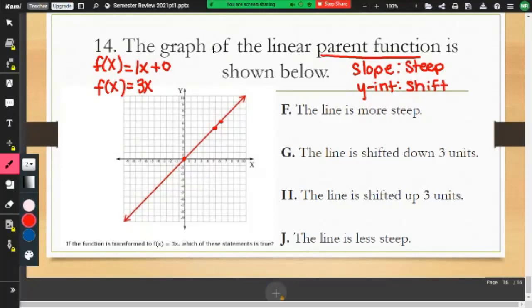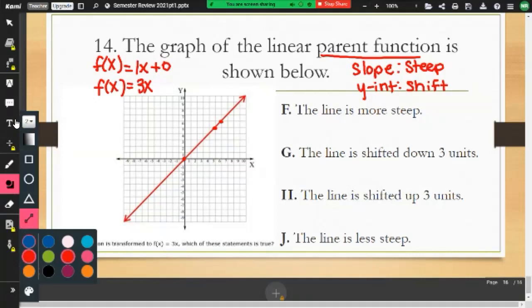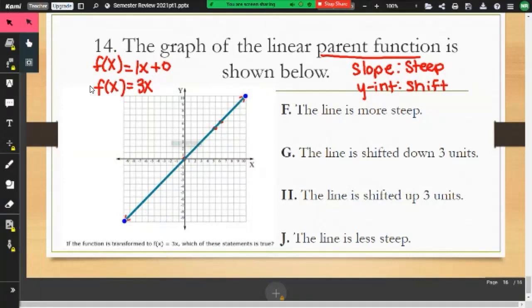So shift, you're moving the whole line up and down. Shift is moving the whole line up and down. Let's say, hold up. Shift. Hey, look up. You're moving the whole line up and down. Okay. Now, the steepness, you're actually changing the tilt in the line.